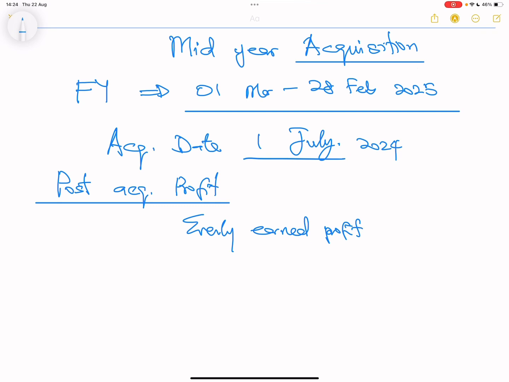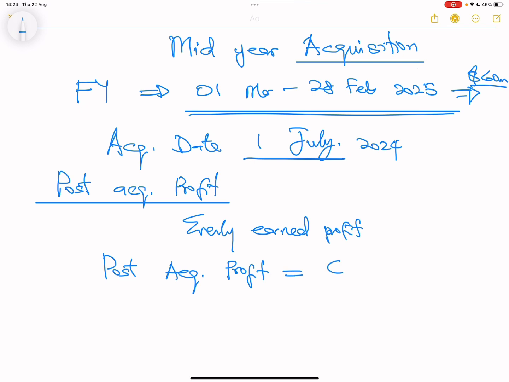So for this year, let's say the profit is, let's choose a figure, let me say 60 million. In this case, you need to get your post acquisition profit. That will be equal to 60 million divided by 12 to give you monthly profit, multiplied by the number of months post acquisition.